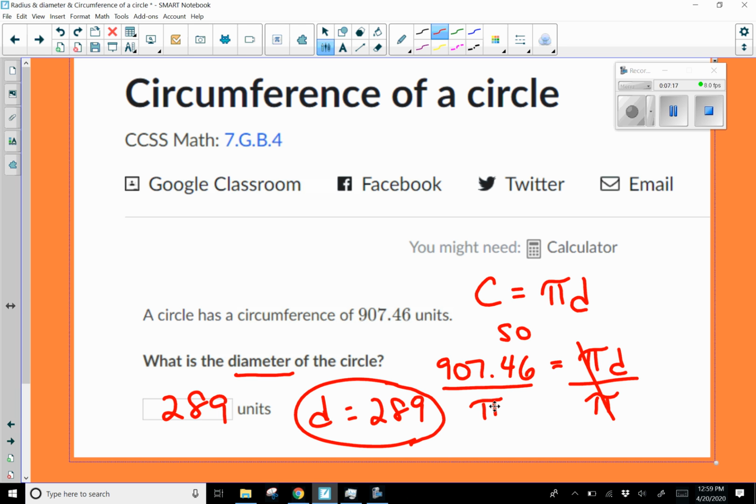So you'll see that I've divided by pi on the left-hand side as well. If you plug into your calculator 907.46 divided by 3.14, you will end up with your diameter, which is 289 units. And again, I'm just going to add in here that pi is approximately equal to 3.14.